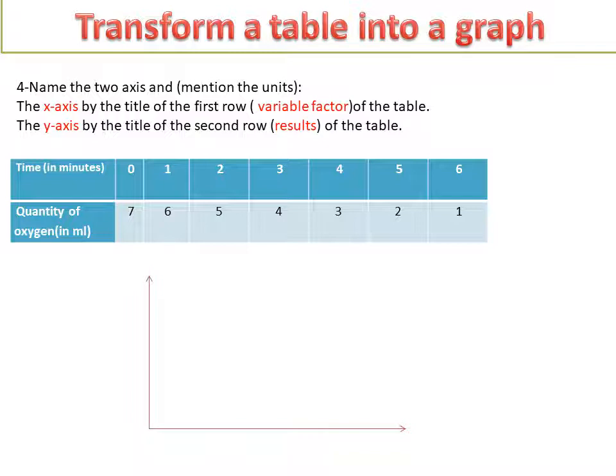On the x-axis, write the title of the variable factor, which is in the first row of the table. Here we have the time, and between parentheses we write minutes. On the y-axis, we write the title of the second row of the table, which is the results. And here it is the quantity of oxygen, and between parentheses we write milliliter, which is the unit of the results.